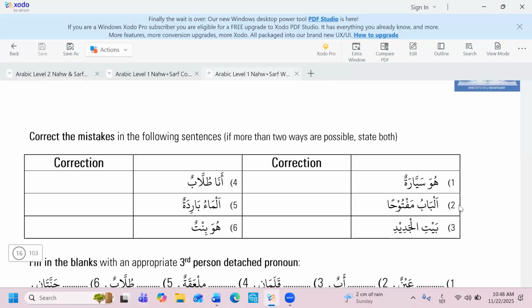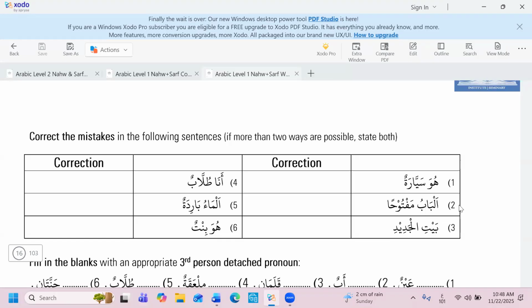Number 2, al-babu maftuhan. What's the mistake here? Some of you are whispering the answers. You just need to be confident. I know you know it. Yeah. So the case ending of maftuh. So what should it be? Yeah. So it should be al-babu maftuhun. So the meaning would be the door is open.